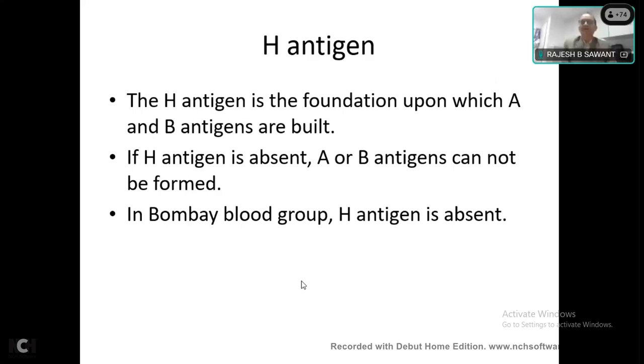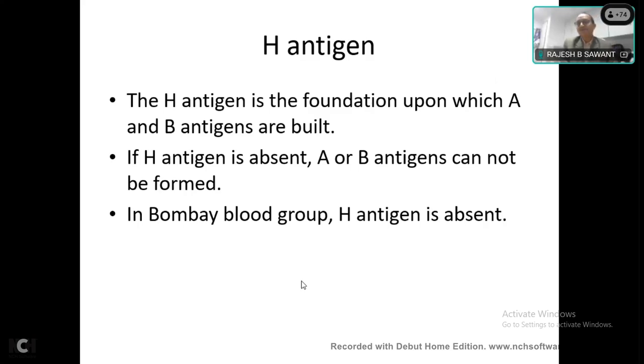Next, let us talk about the H antigen. So, we all are very well versed with the A, B, and D antigen, the Rh system. But when it comes to H antigen, we may not be very sure. So, I would want to highlight that a little bit over here.